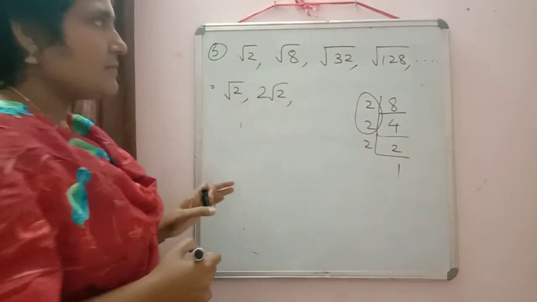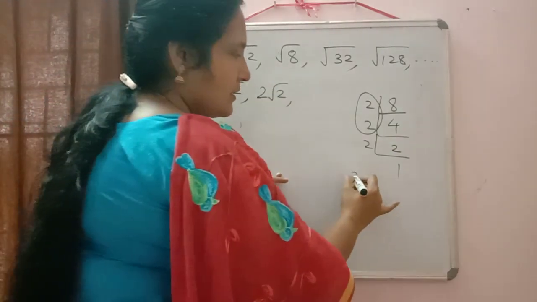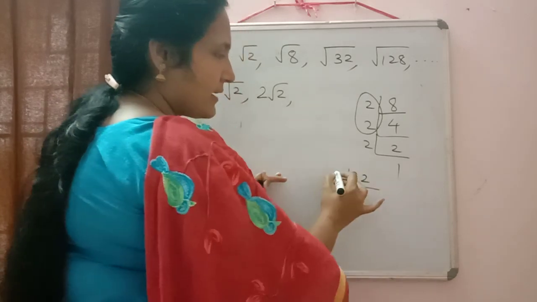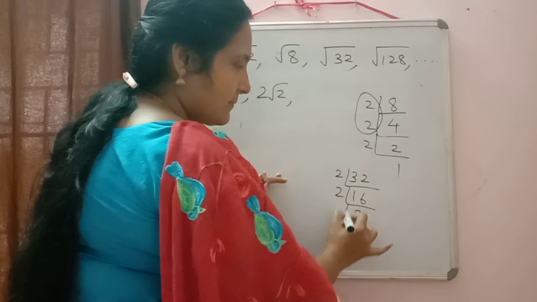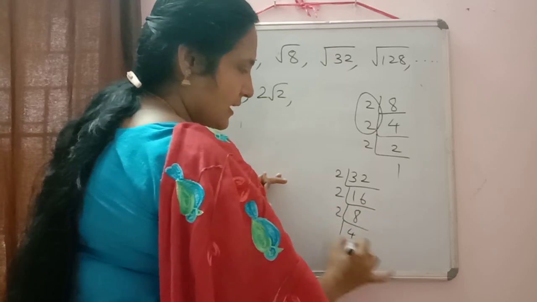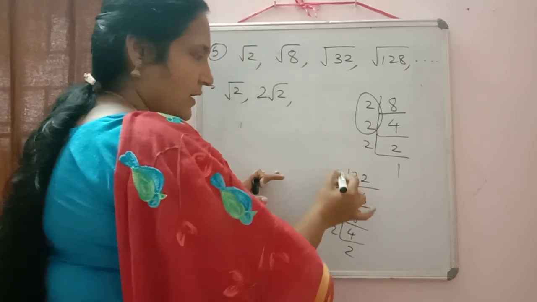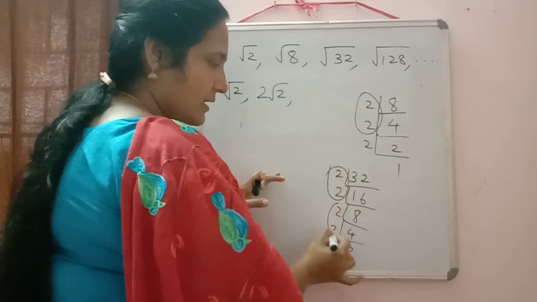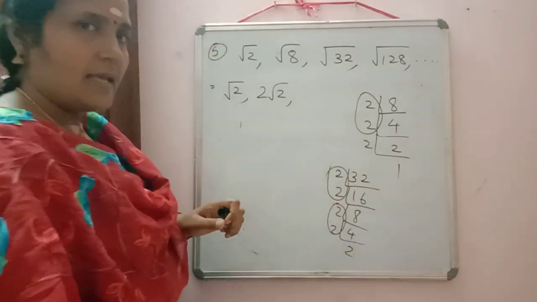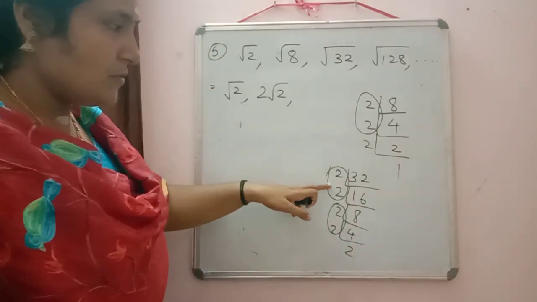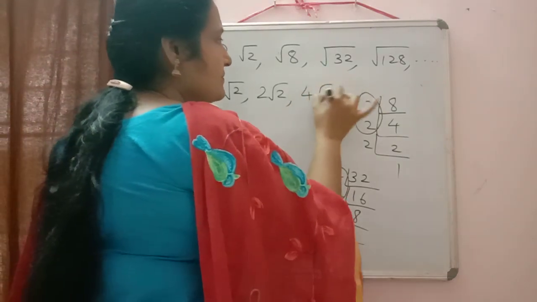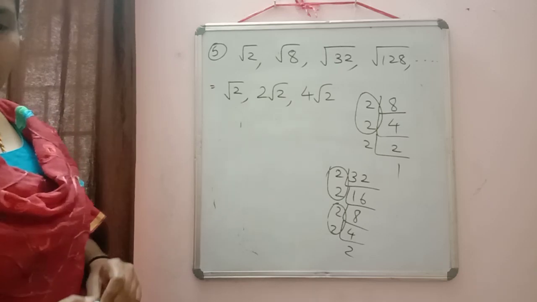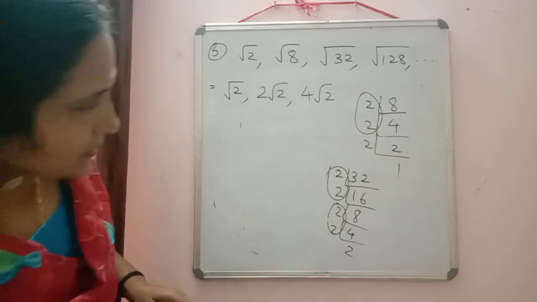Then the next one is root 32. If we do the prime factorization of 32: 2 16s are 32, 2 8s are 16, again 8 is 2 4s, 2 2s are 4. So one pair, again next pair. So this one is remaining there. So it will be equal to 2 into 2, 4 root 2. Root 32 can be written as 4 root 2.